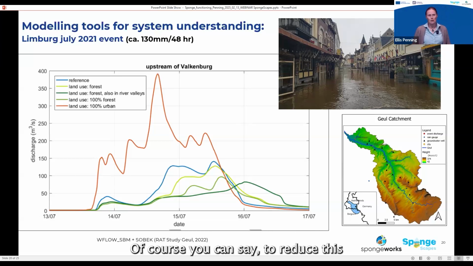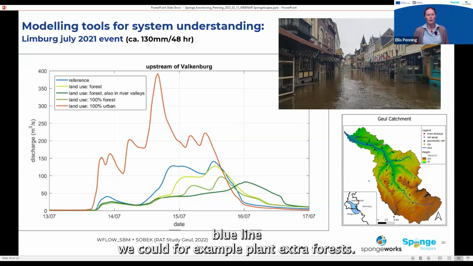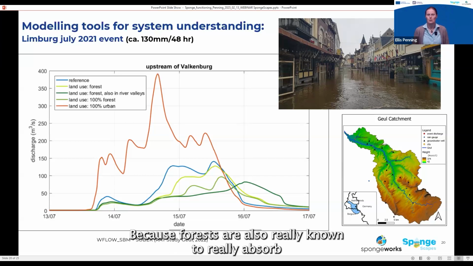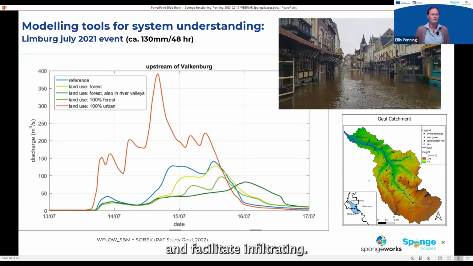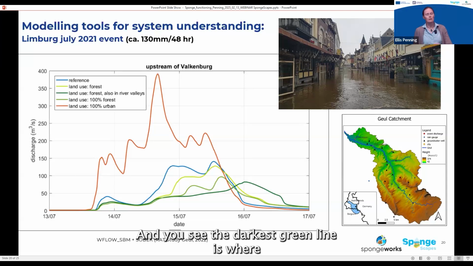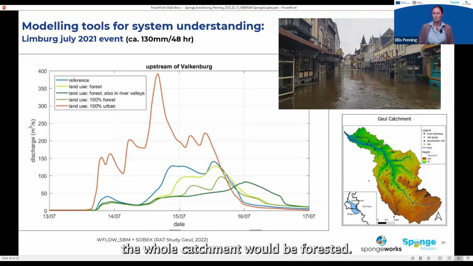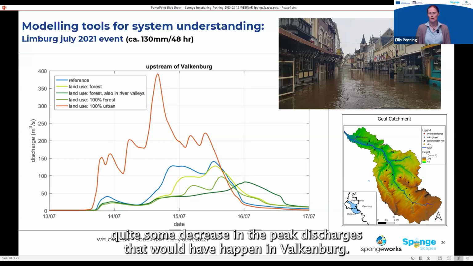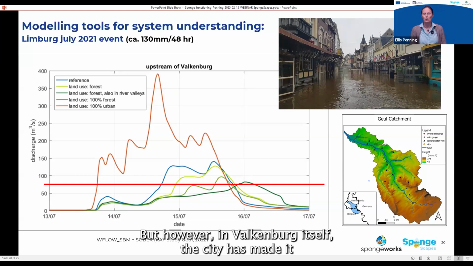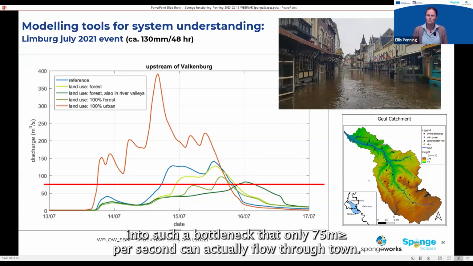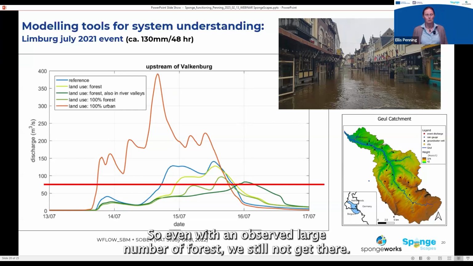Of course, you can ask, can we further reduce this blue line by, for example, planting extra forests? Because forests are really known to absorb and facilitate infiltration. And there we did some scenarios. The darkest green line is where the whole catchment would be forested. And you see quite a decrease in the peak discharges in Valkenburg. However, the city itself has become such a bottleneck that only 75 cubic meters per second can flow through town. So even with a large amount of forest, we still don't get there.